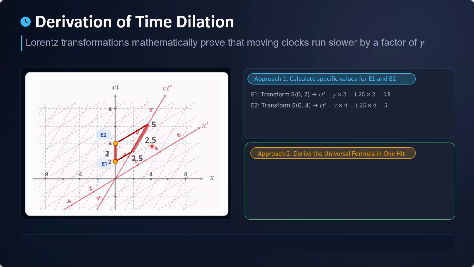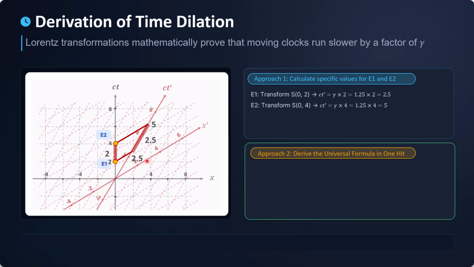Approach 1. Calculate specific values for E1 and E2. Look at approach 1 in the top right box here. Do you remember event 1 and event 2 from Earth frame S? Light was flashed at event 1 at ct equals 2, and event 2 at 4. Since both events lie on Earth's vertical axis, where x equals 0, we can use our axis shortcut trick. Just multiply by gamma. For event 1, ct 1 prime equals gamma times 2, which is 1.25 times 2, giving us 2.5.